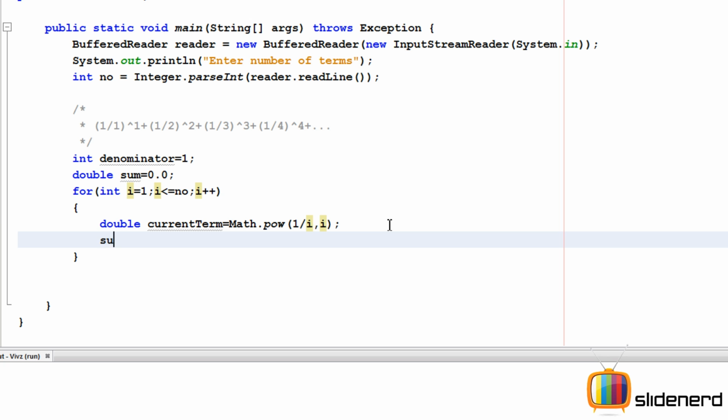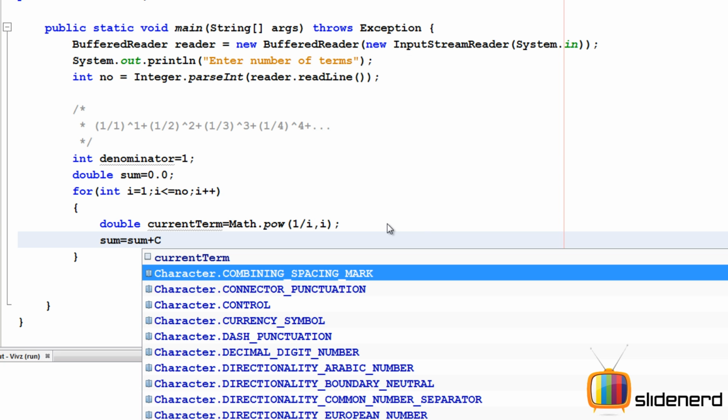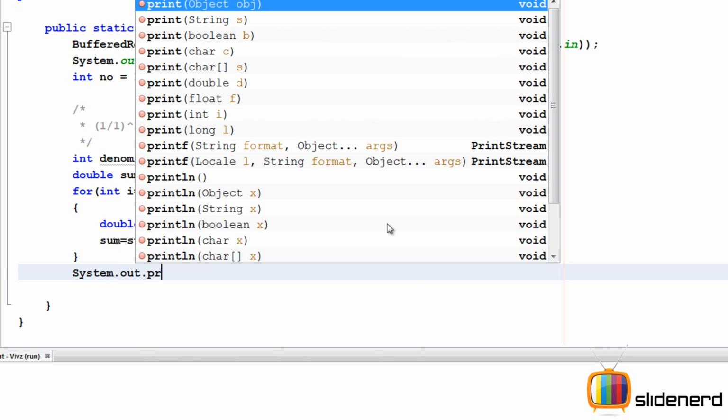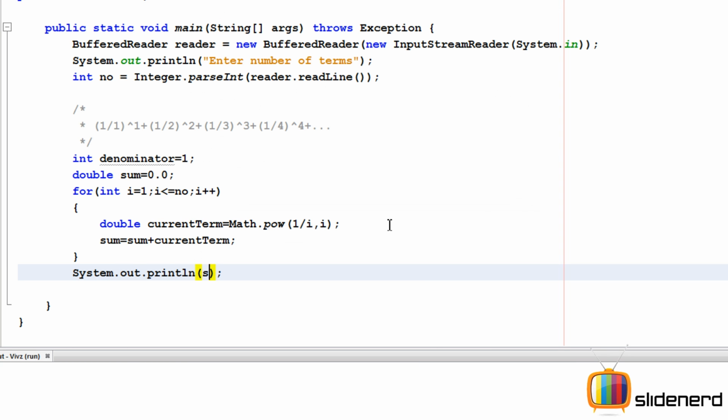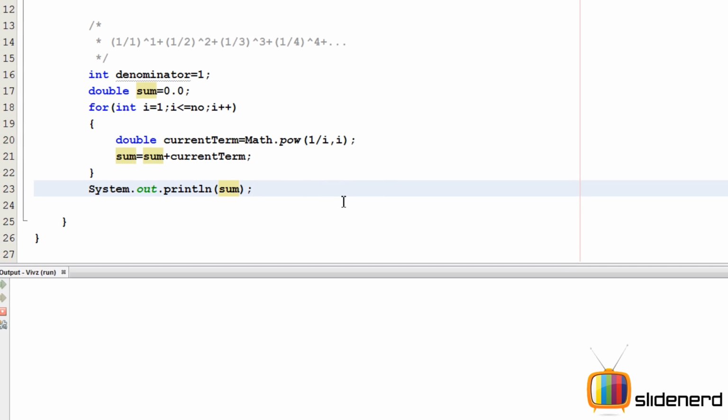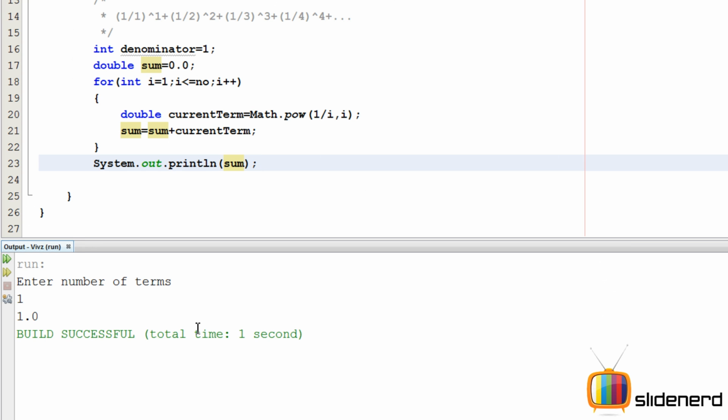Now we simply have to add it. We'll say sum equals sum plus current term, right? And bam, we are done. So let me go ahead and print the sum and see what happens. System.out.println. Now when there is only one term, this is gonna be the answer, which is 1, right? Control S, Shift F6, enter the number of terms 1, the answer is 1, alright.